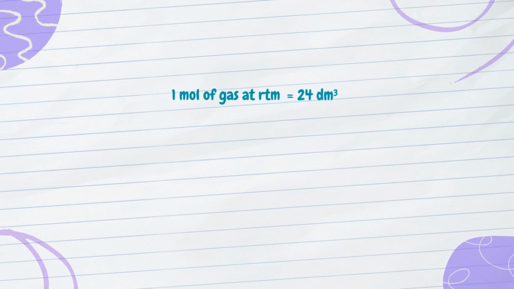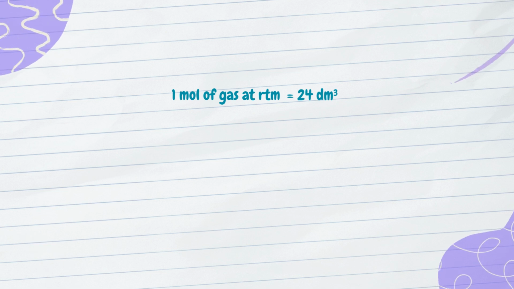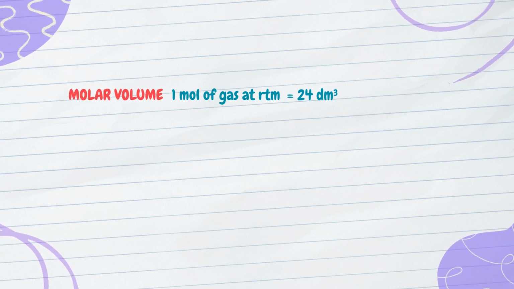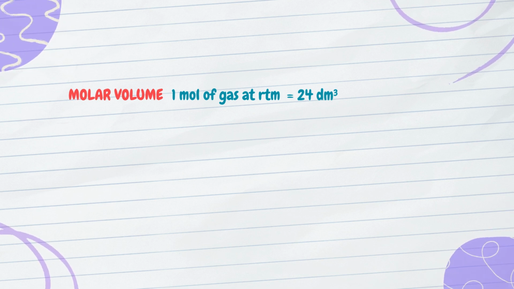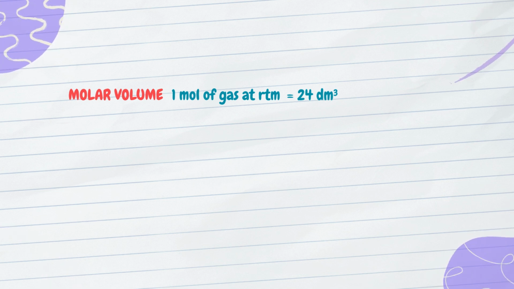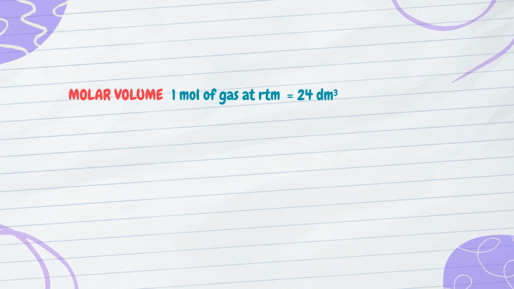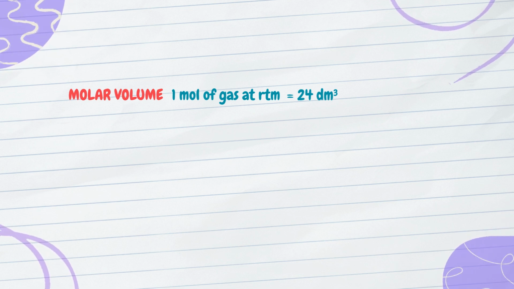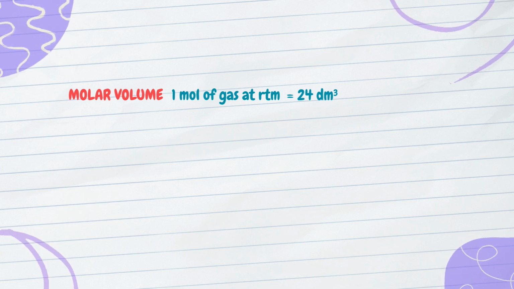Here's the deal. 1 mole of any gas at room temperature and pressure occupies a volume of 24 decimeters cubed. This is what we call the molar volume. At first glance, this might seem like a simple fact. But the magic happens when you can use it to calculate the moles or volume of a gas, which is where this concept becomes truly powerful. Think of it as a bridge between the macroscopic world we can see and the microscopic world we can't.